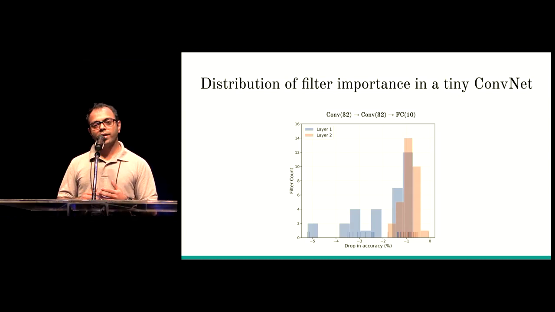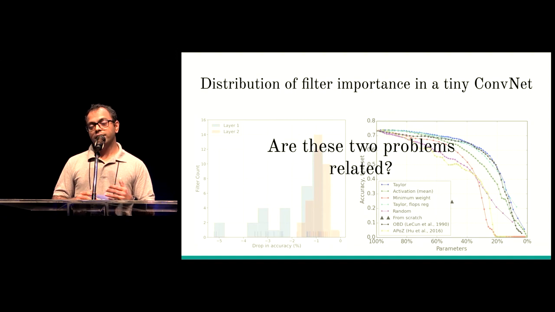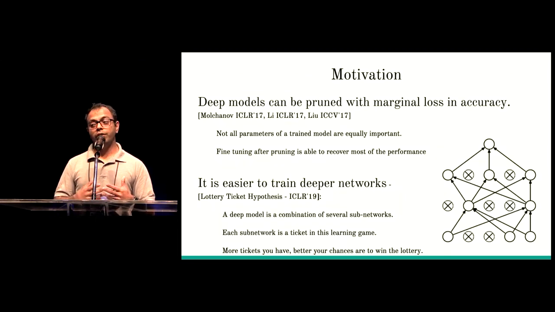Now, this kind of graph is expected for networks like VGG, which has millions of parameters, but we were surprised that a similar kind of graph occurs even for shallow, tiny ConvNets. Therefore, the question we wanted to ask is, are these two problems related? That is, inability to train a small network from scratch, and the fact that even in a small network, a lot of the filters hardly contribute towards the performance of the task, even though they are already underfitting.